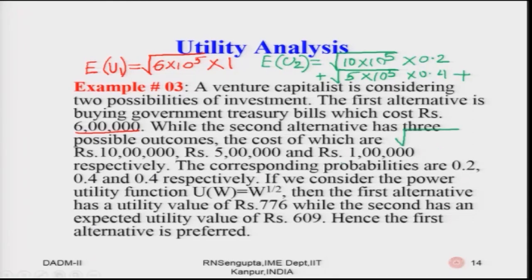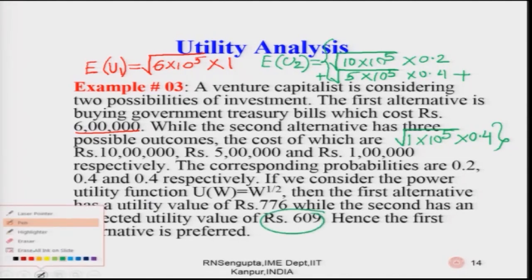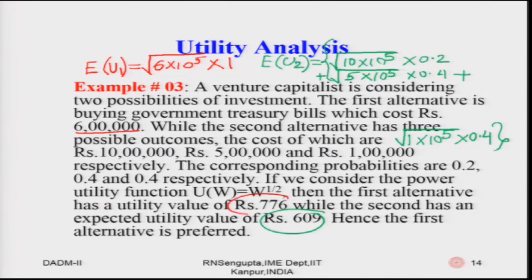I will try to overcome this clutter in the next class. So, it will be 1 into 10 to the power 5 into 0.4. Find out this expected value. This green one comes out to be 609, while the government one comes out to be 776. Based on that, you will obviously take the government one because the utility is much more.